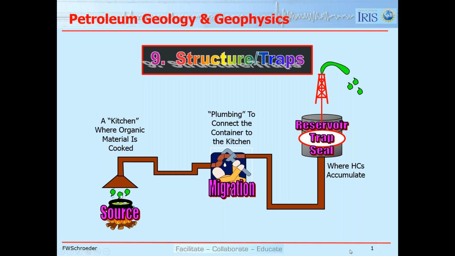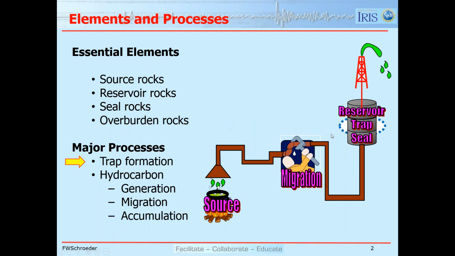Afternoon to everyone. We are going through a series of the play elements: source, hydrocarbon migration, reservoir, trap and seal are the five main play elements. Last session we talked about source, and today we'll talk about trap and structural geology, since they're pretty related to each other. I showed this last session when we talked about source rocks.